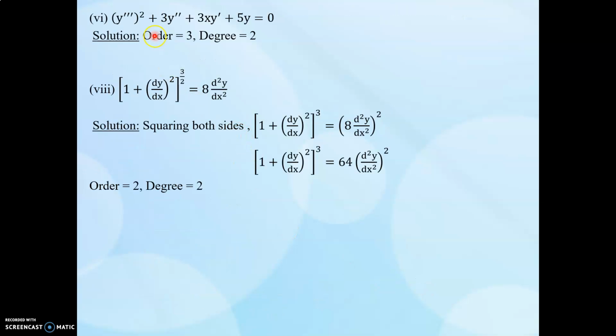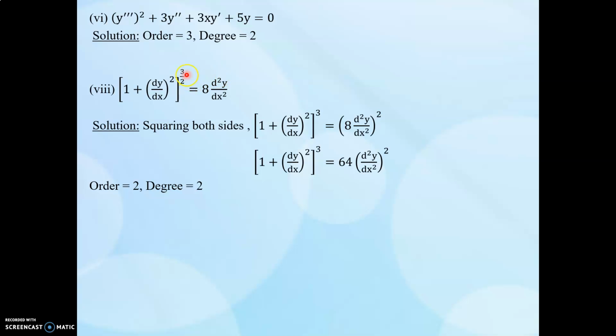Now the next question, y triple dash square plus 3 y double dash plus 3 x y dash plus 5y is equal to 0. So here this is the third order derivative, so order is equal to 3 and degree is 2. Next question, 1 plus dy upon dx whole square, whole raised to 3 upon 2, is equal to 8 d square y upon dx square.